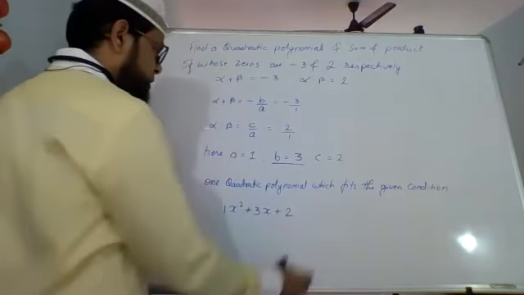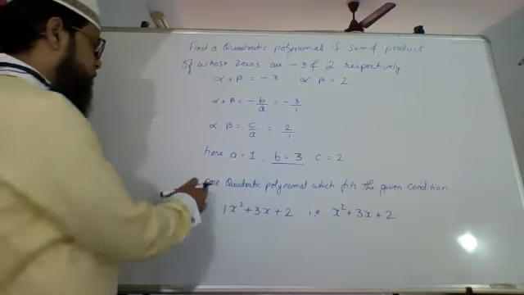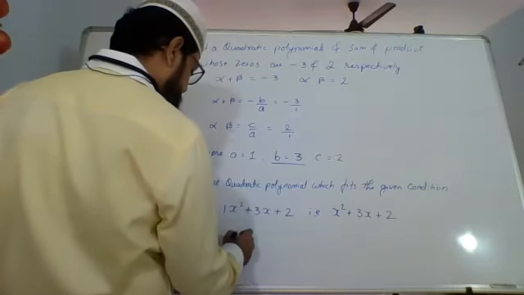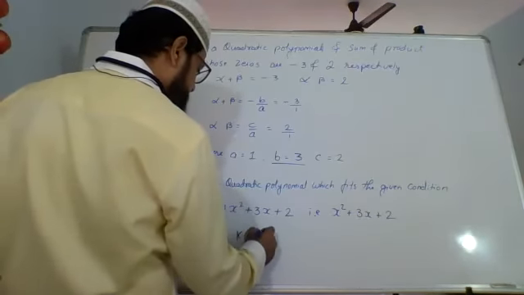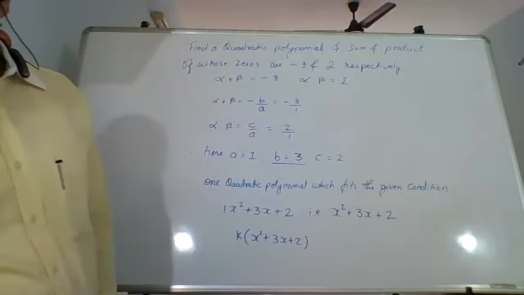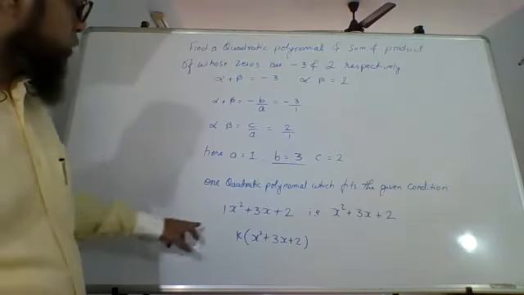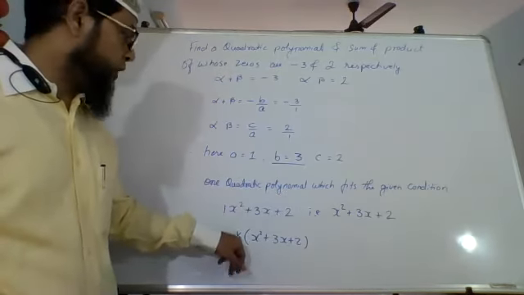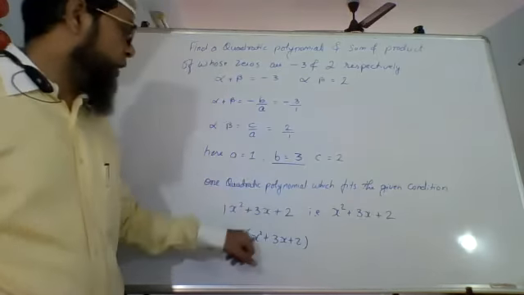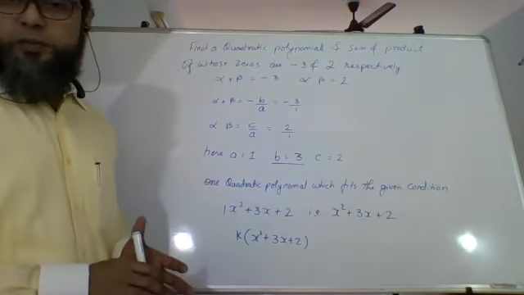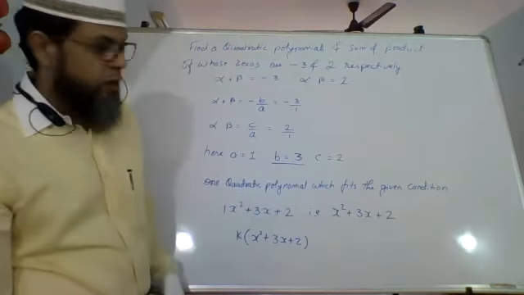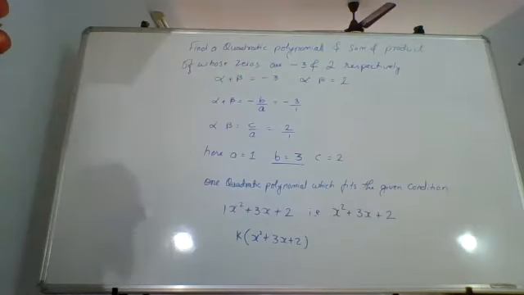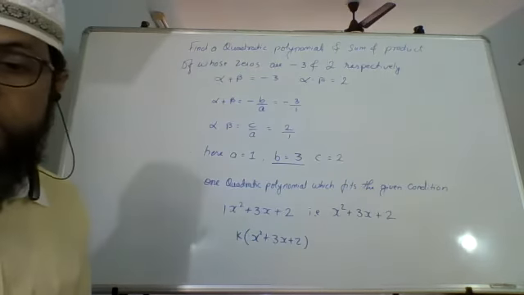Now, is that the only one? No, you can have multiple. This is only one. There are others which are k into bracket x square plus 3x plus 2, where k is a real number and can have any other value. In this case k is 1. If you take k as 2, you will have 2x square plus 6x plus 4. That will also fulfill this condition. If you take k as 3, you will have 3x square plus 9x plus 6. That will also fulfill the condition.